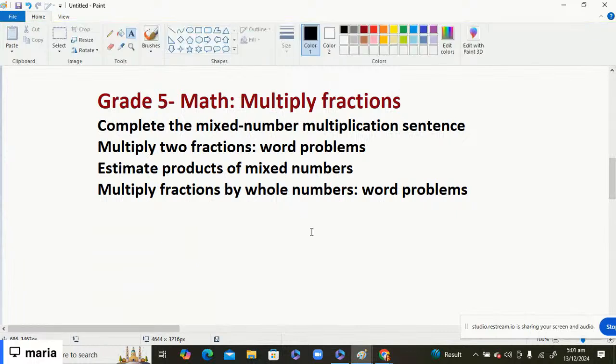So today we are here for grade 5 maths, multiply the fraction. This is the name of the chapter. And here are the names of the lessons: complete the mixed numbers multiplication sentences, multiply two fractions word problem, estimate the product of mixed numbers, multiply the fraction by whole number word problems.